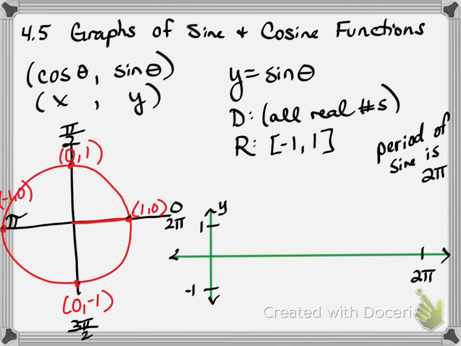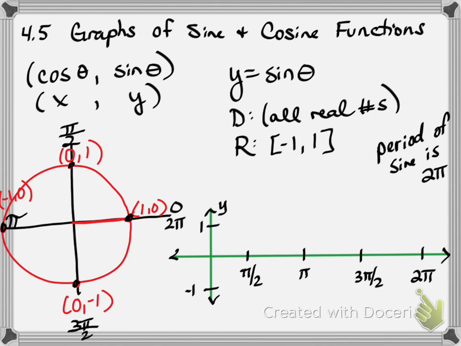And half of 2 pi to 0 would be pi. Half the distance from 0 to pi is pi over 2, and half of this distance is 3 pi over 2. So we're just putting these angles down, 0, pi over 2, pi, 3 pi over 2, and all the way back to 2 pi.